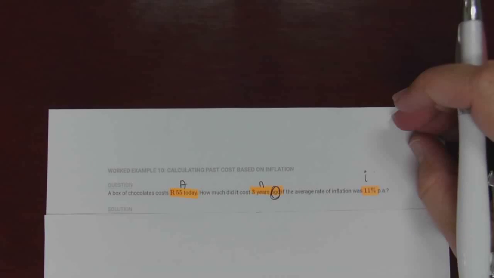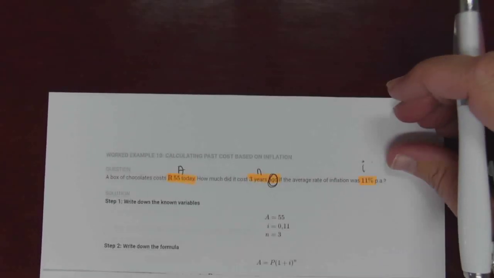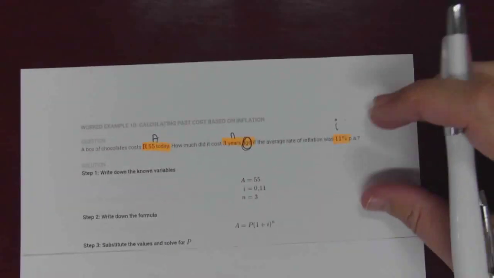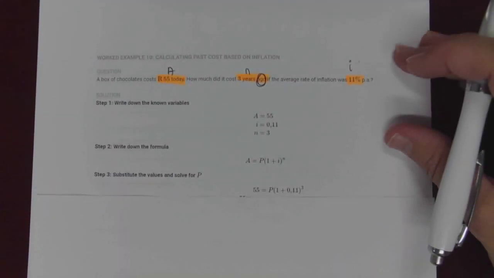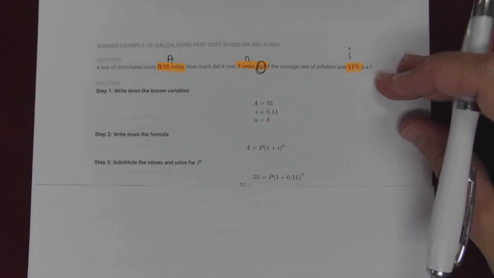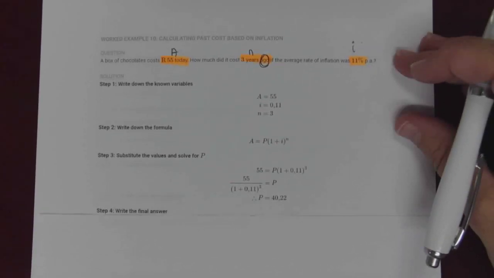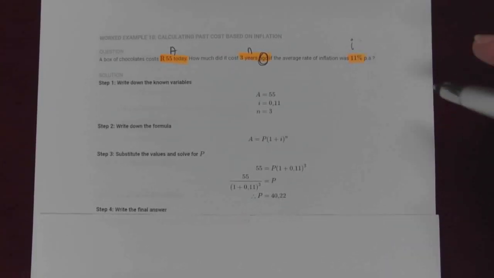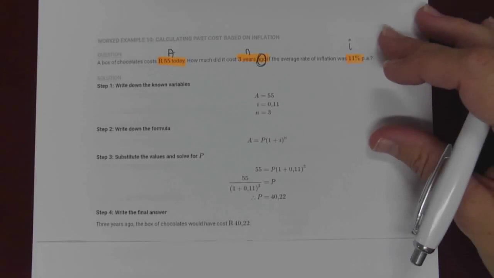Okay, so once again, compound. I have to work out the value of P, substitute in my values. So divide each side by 1 plus 0,11 to the power of 3 in your calculator and get an answer of 40,422. So 3 years ago, you would have paid 40 Rand and 22 cents for it.